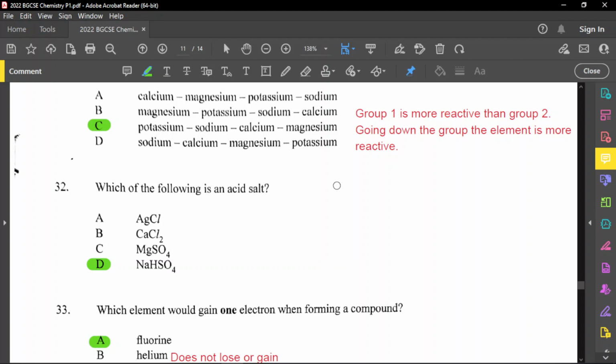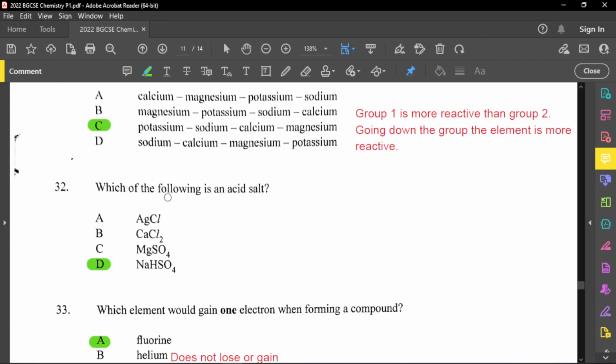Going down the group, atomic radii increases and so the valence electrons are further away from the nucleus. So you have less proton pulling, all right? So you have less energy required for those reactions as the atomic radii increases down the group. All right, so there are many explanations for this one thing. You can just go through it, look at atomic radii, look at the trends in the periodic table, and you should be good.